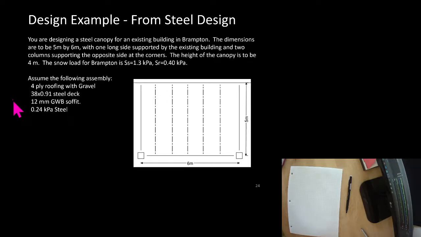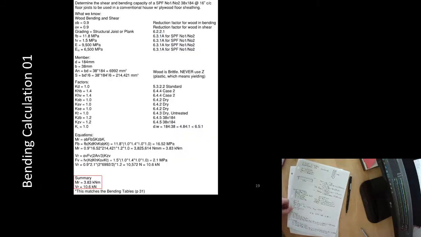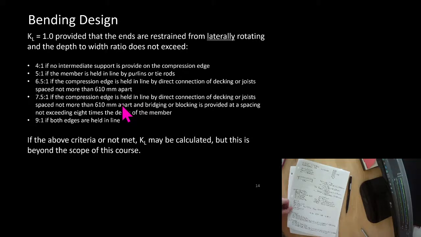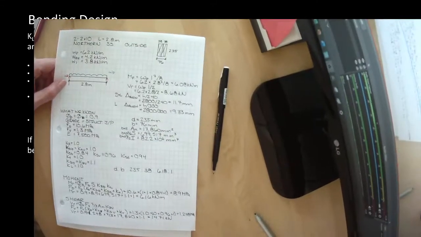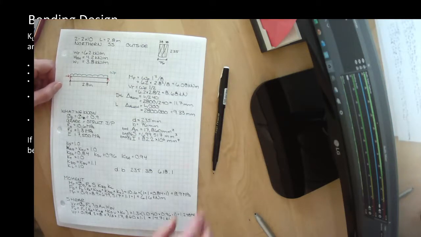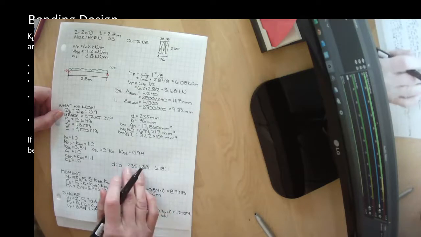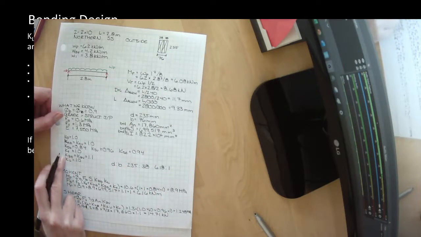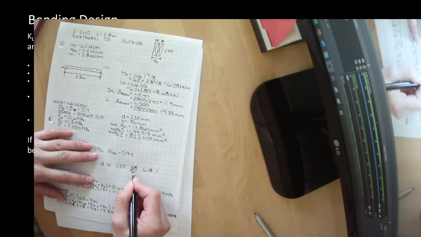Guys, I just want to go back to something here. When I was doing the size factor, or the lateral restraint factor, let's come back a bit more. I actually should have, for this KL, we don't have just one member here. We don't have a 235 versus a dimension of 38. We needed that for visually grading our lumber for our size factor, but our actual number is 76 by 235. And so this should actually be 76.